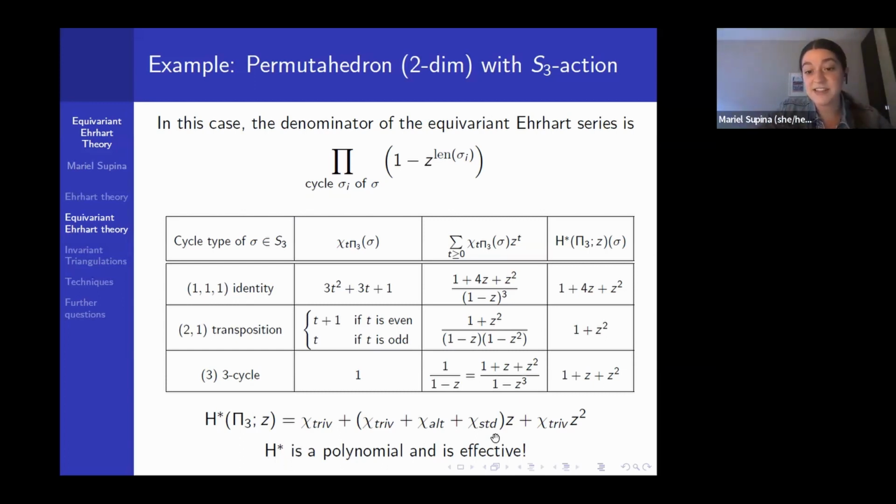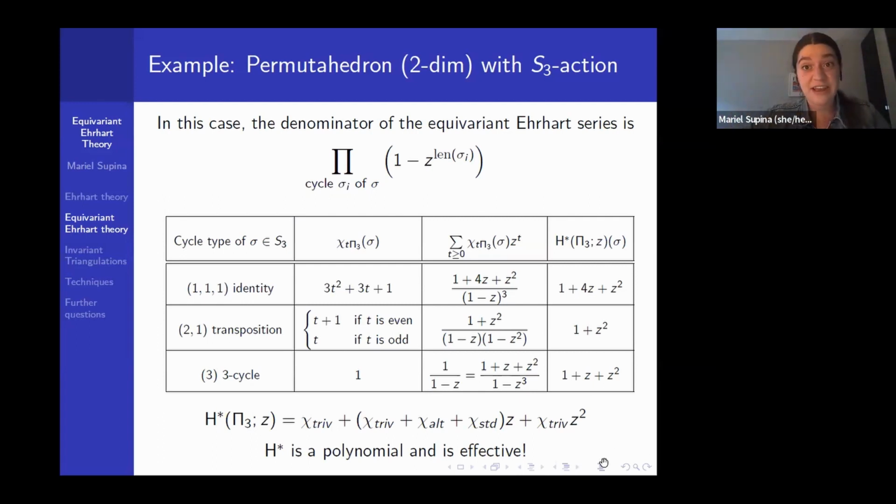Okay, so this is pretty nice. The H star series is a polynomial because we don't have an infinite number of terms of higher and higher degree. And it's also effective, because, you'll have to believe me on this, each of these chi's is an irreducible representation of the symmetric group. And so when we're taking positive combinations of them, we're staying at an effective representation. So this is a nice equivariant Ehrhart, equivariant H star series.